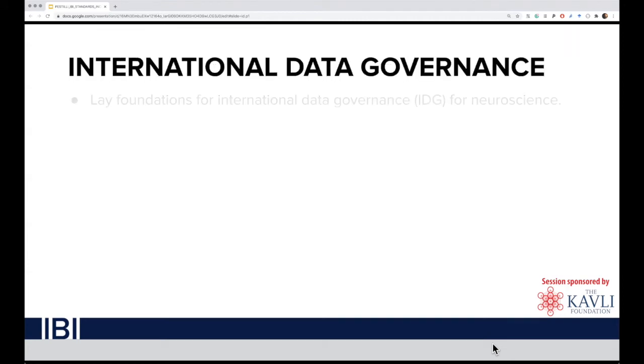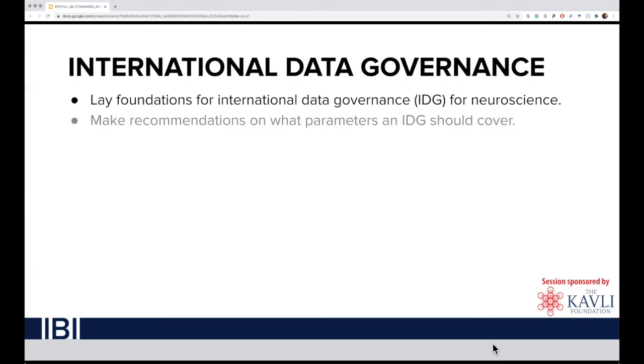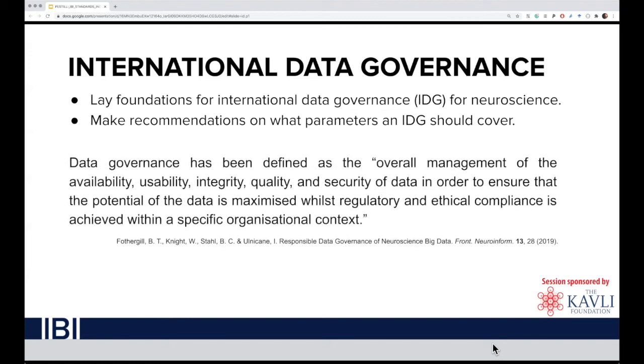What is international data governance and what are the goals of it? The idea is to lay the foundations for international sharing and governing of data in neuroscience. We also plan to make a recommendation on what parameters the IDG should cover and how it should be approached. More generally, what is data governance? Data governance has been defined as the overall management of the availability, usability, integrity, quality, and security of data in order to ensure the potential of the data is maximized while the ethical risks are minimized.